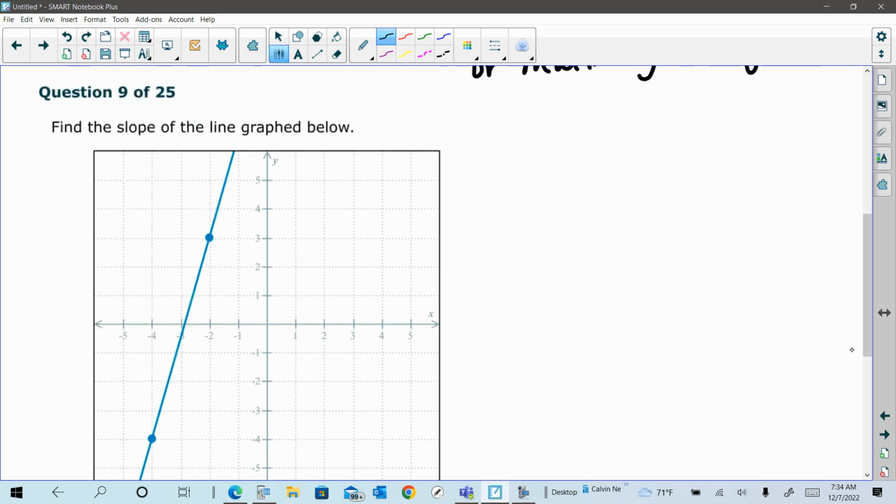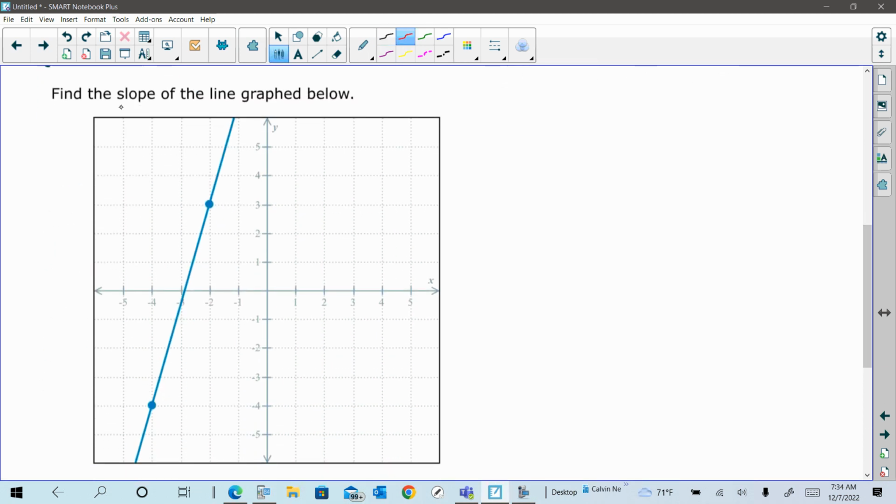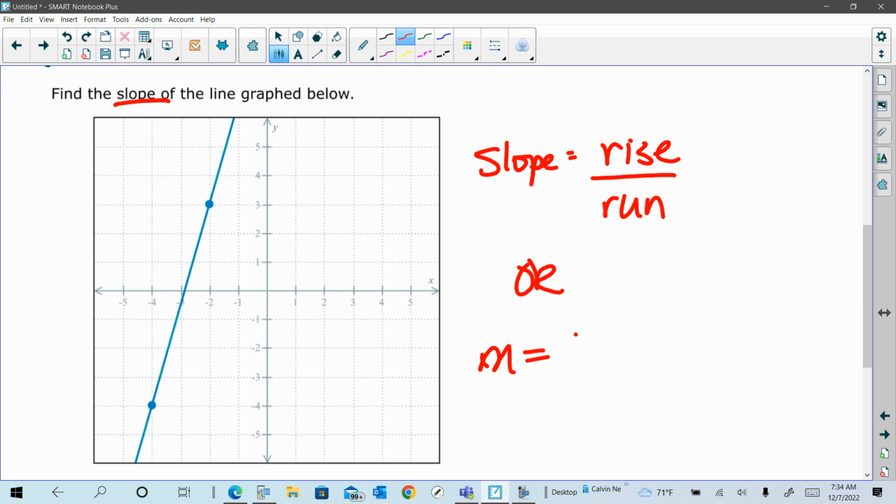All right, here they're going to give you a graph. You need to find the slope. You can do it 2 ways. Your slope, you can count your rise over run, or you can use the slope formula, which is y2 minus y1 over x2 minus x1. To use the formula, you need the points.